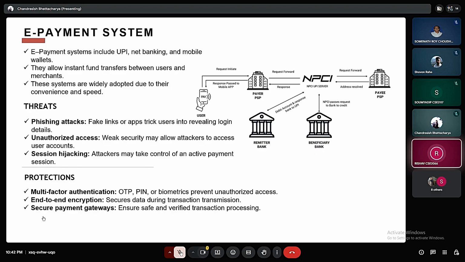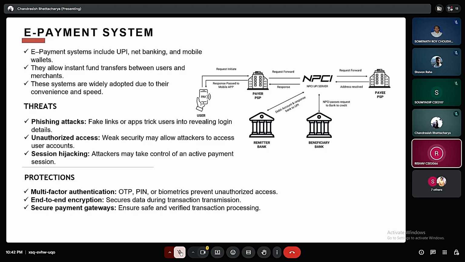Sir, I will now be walking you through the broader e-payment systems as a whole, along with their associated risks and safety features. This is slide number 11, which presents the e-payment systems, threats and protection. Now let us look closer at the broader e-payment system. When we talk about modern e-payments, we refer to UPI, net banking and mobile wallets.